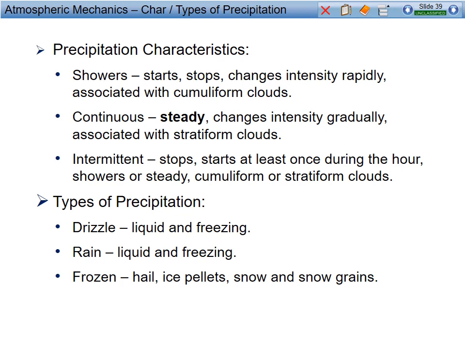The types of precipitation are drizzle, rain, and frozen. The frozen precipitation, it's important to note, is already a solid. It is water in its solid form. The drizzle and rain can be freezing, meaning that they are at temperatures below freezing, but they have not yet become a solid or not yet frozen.